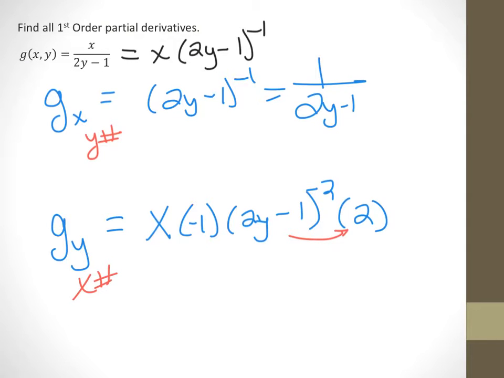Now we got lots of parentheses here. Let's go ahead and rewrite that. Negative 1 and 2, so we get negative 2x. And then this parentheses with the negative exponent, you can write it as it is, or you can go ahead and put it in the denominator, 2y minus 1 squared. You can make an argument that you want to leave it one way or the other.